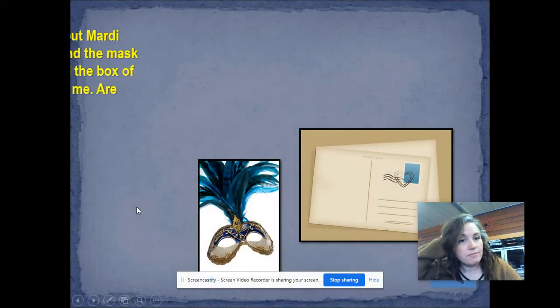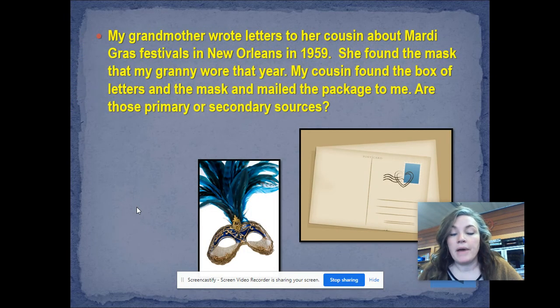Question 11. My grandmother wrote letters to her cousin about Mardi Gras festivals in New Orleans in 1959. She found the mask that my granny wore that year. My cousin found the box of letters and the mask and mailed the package to me. Are those primary or secondary sources?